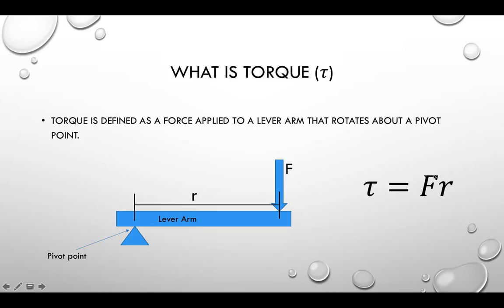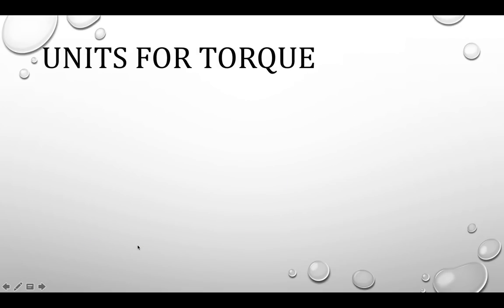So here's the equation. Tau equals force times the radius. The radius from the pivot point to the point where the force is applied. So it's the magnitude of this force times the distance from the point where that force is applied to the point where the lever arm will pivot.